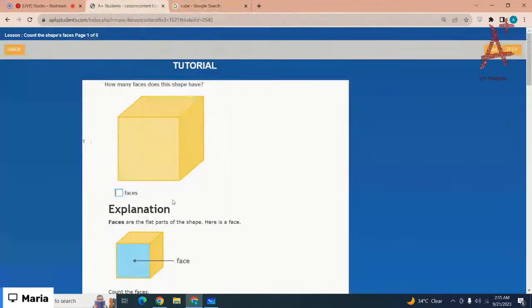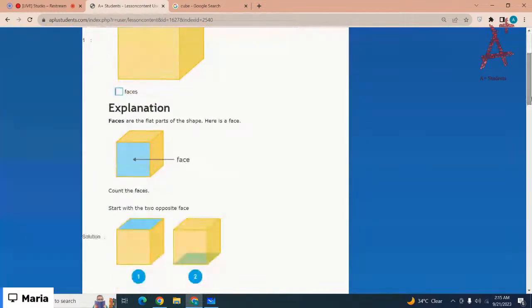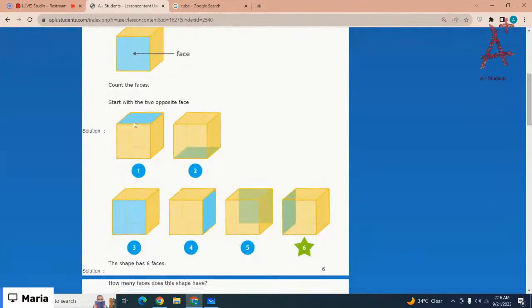So when you're working on the faces, first the thing is what are the faces, right? Faces are the flat parts of the shape, right? So the cube has six faces, right? You can count with the opposite faces, right? Up one and down one. Then you have this one, and the back of this one is this one. Then you have this and this. So a cube has a total of 6 faces, right?